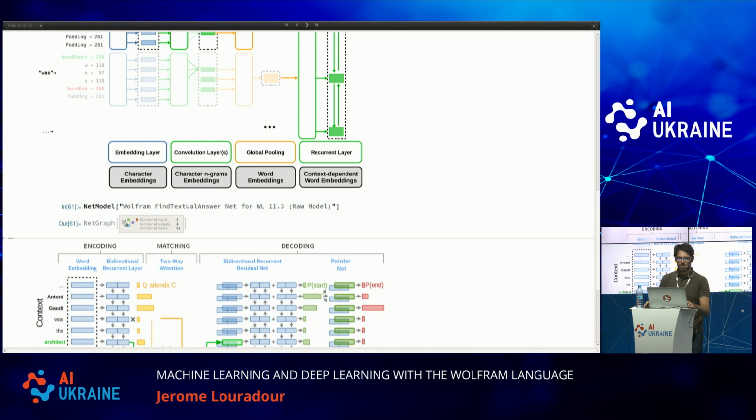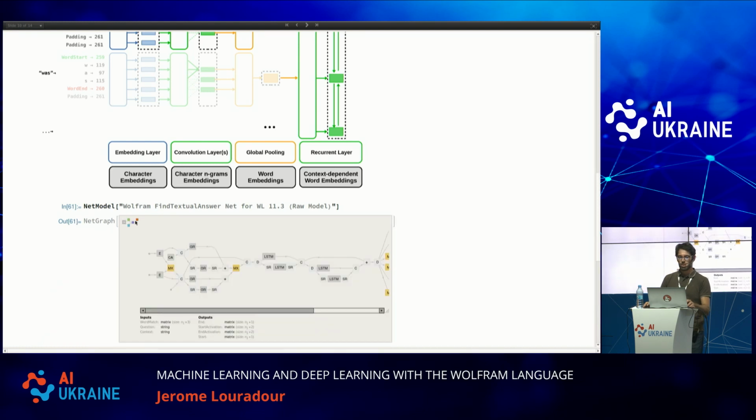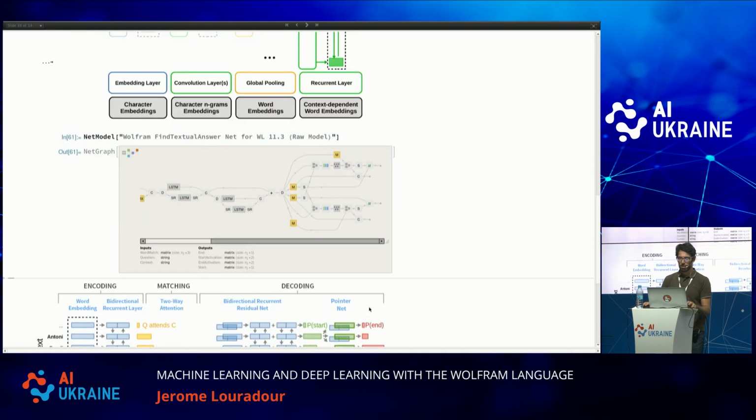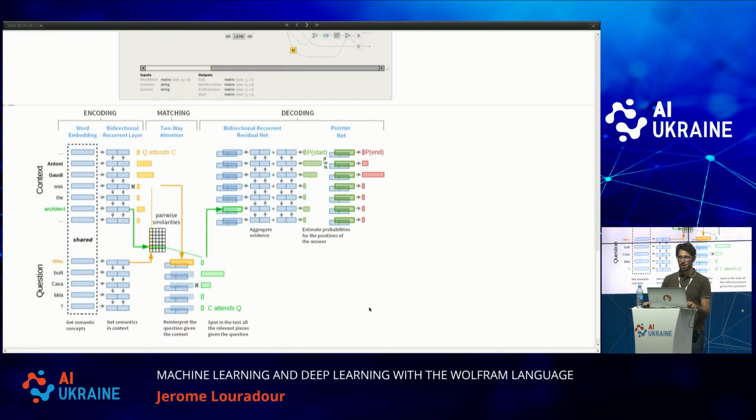Okay, this was another example of the neural network that is behind finding textual answers. So I was demoing question answering. It's using this network also, with this huge graph. You have two inputs, the text and the question. And in the end, what it is doing is pointing to the words where the answer begins and ends in the text. So it can be represented like this.